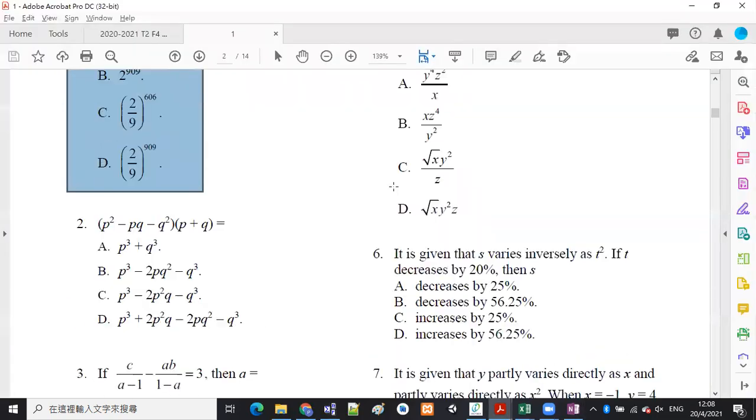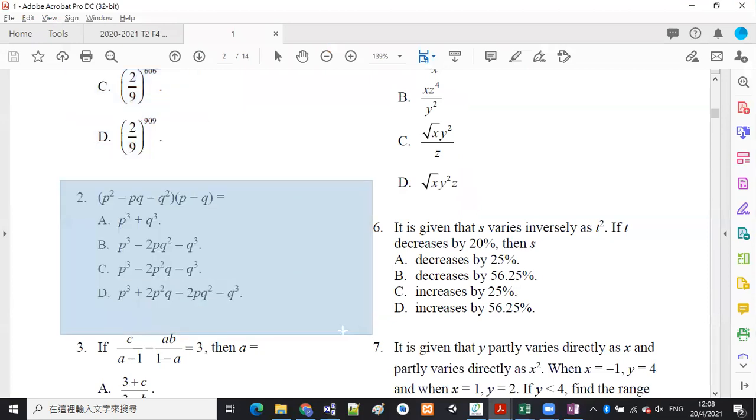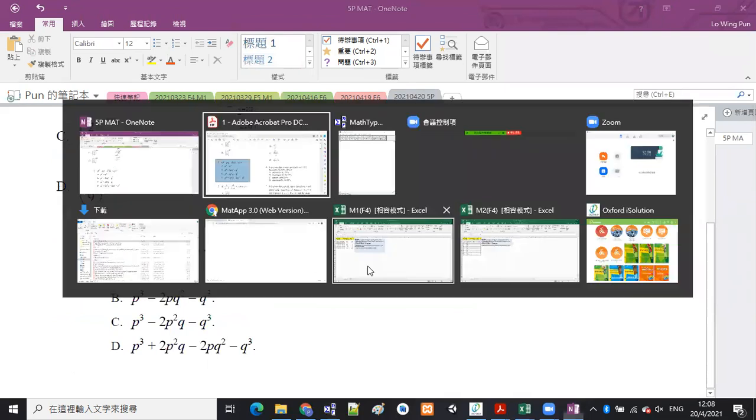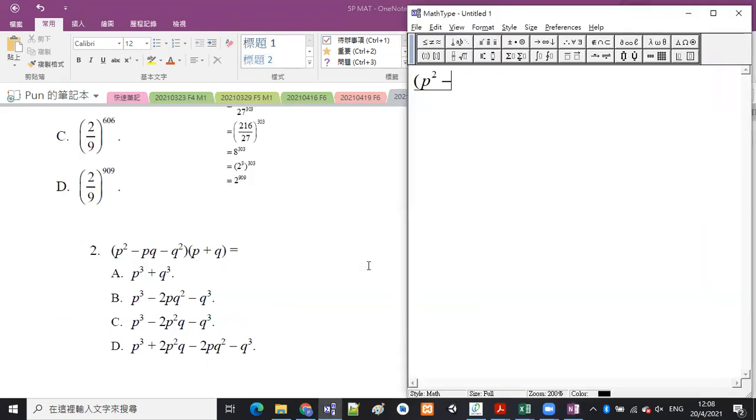And then question number 2. We have p squared minus pq minus q squared times p plus q. Okay. This one is actually not in any format of any identity. So what we can do is to expand the bracket term by term. Okay, term by term. So that is like this.